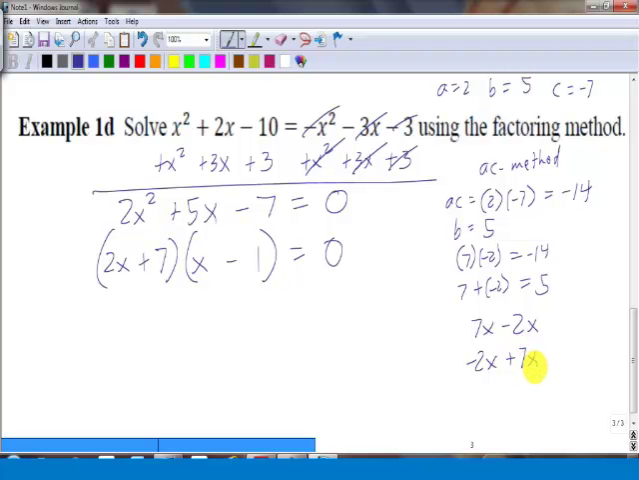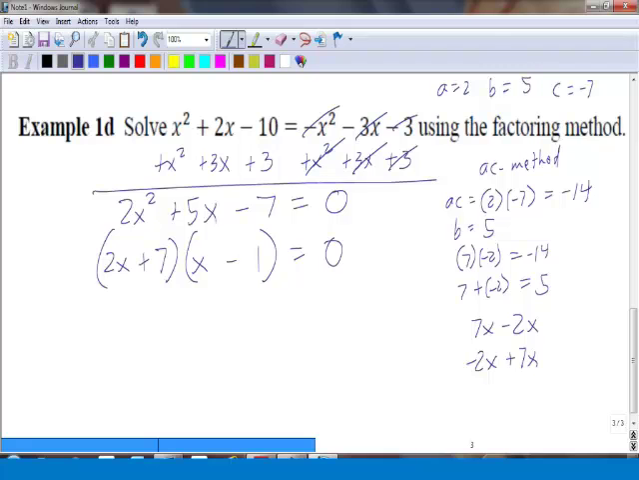Anybody that's ever done this before have a preference? Which do you like better? You like the AC method better, but well, I do too, personally. But of these two, we just got to make a decision here. 7x minus 2x, negative 2x plus 7x. Which one is better?